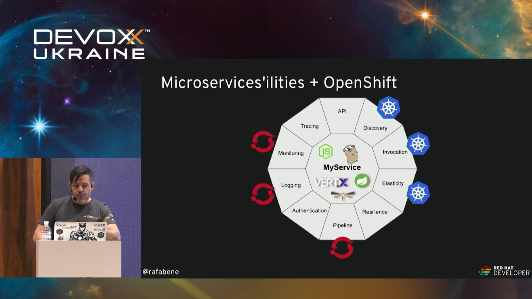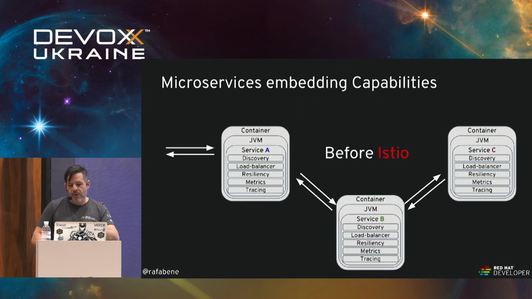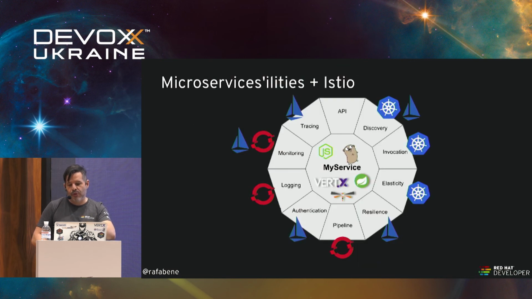If you use OpenShift also, you will have monitoring, logging, and pipeline. OpenShift provides that for free to you. This talk is about Istio, and Istio provides tracing, discovery, resilience, and authentication.